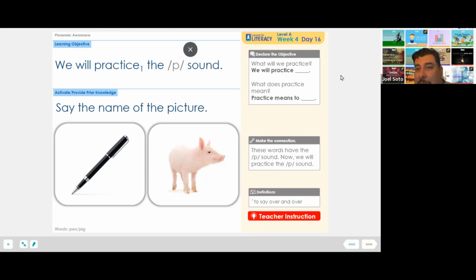We put our first checking for understanding question right there. Do you see that? I'm declaring the objective, and this is what we will practice today. Okay, so I'm giving a definition, everybody. Miguel, what does practice mean, or can you use it in a sentence? Miguel gives me an answer. All right, cool. Today we'll practice the sound.